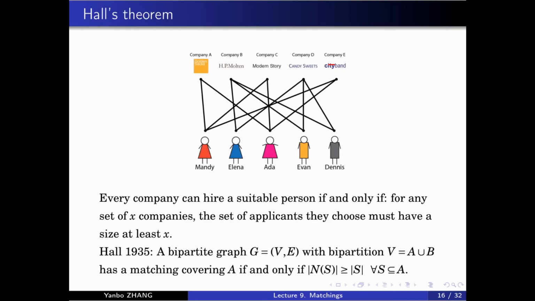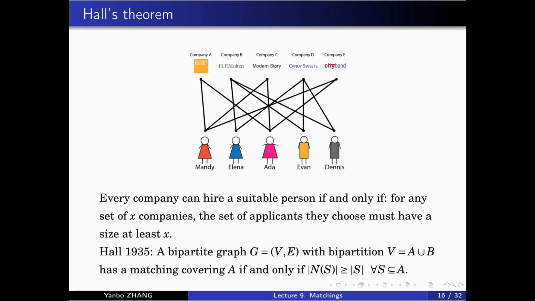Now we come to the final part, and also the most important part, Hall's theorem. It begins with a job application problem. There are 5 companies and 5 applicants. We hope every applicant can be assigned a suitable job. Since there is the same number of applicants as companies, a perfect matching should be possible. But in fact, there is no possible matching.